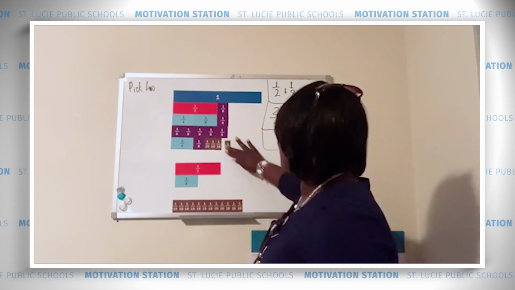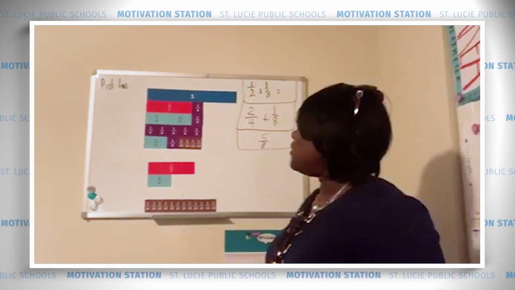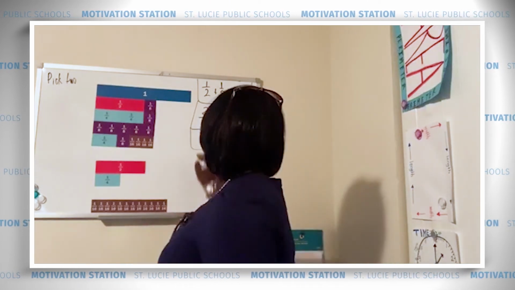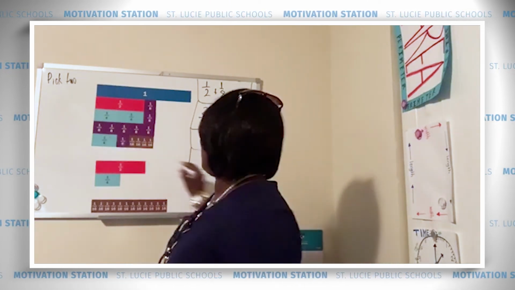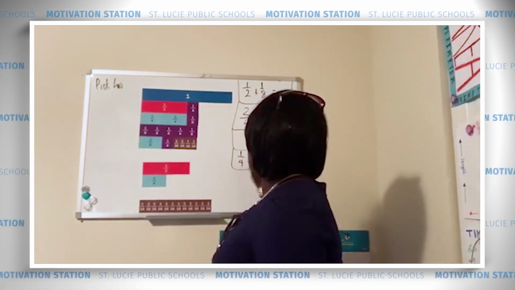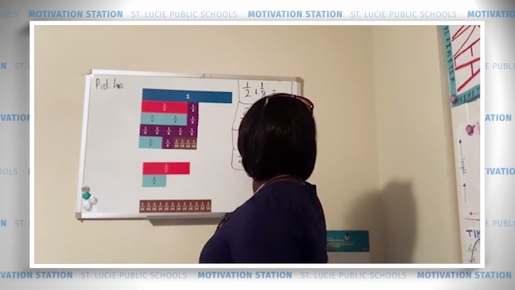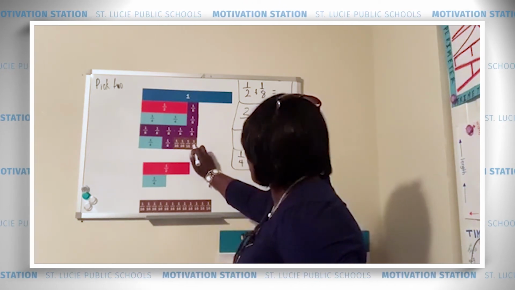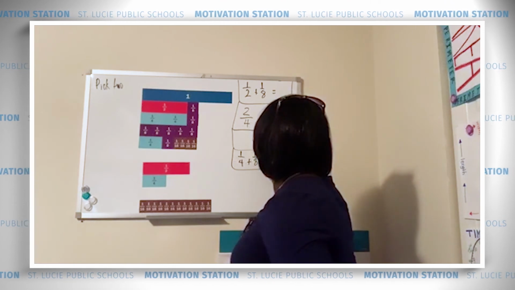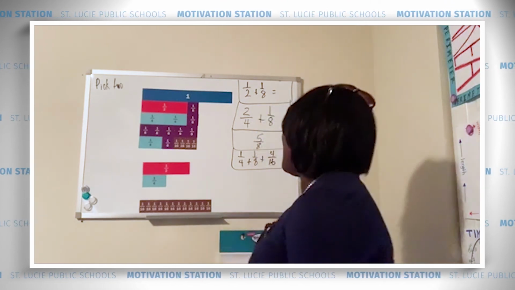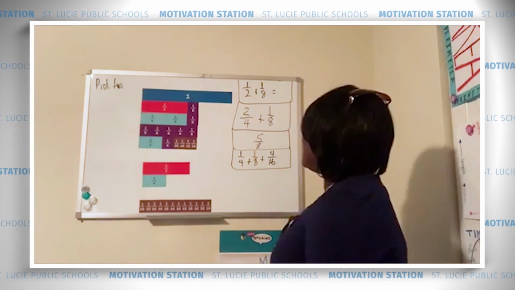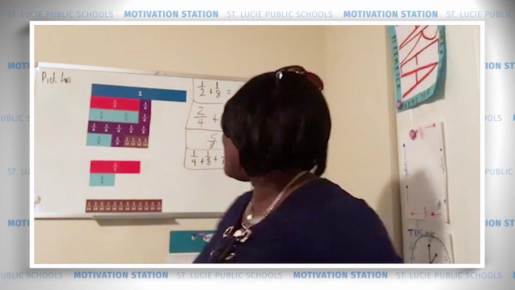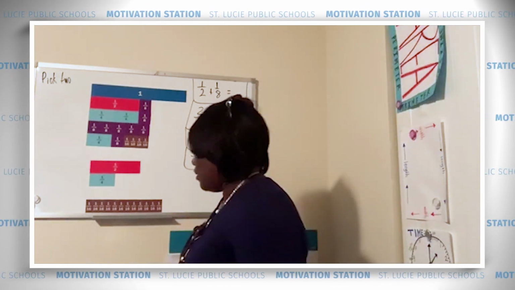Whoa. I used a lot of different tiles here to match my pick 2. So I used 1/4, 1/8, and 1/16, 2/16, 3/16, 4/16. So 1/2 plus 1/8 is equivalent to 1/4 plus 1/8 plus 4/16. Okay.